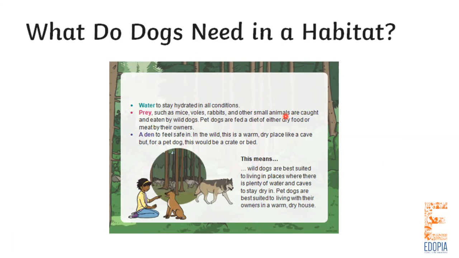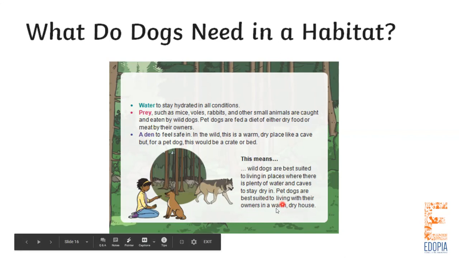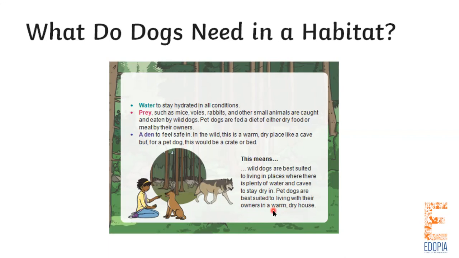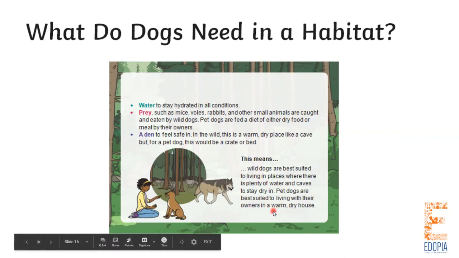So wild dogs need a den to feel safe in. In the wild, this is a warm, dry place like a cave. But for pet dogs, we need to have a small crate or a bed that they can rest in. So this means the wild dogs are best suited to live in places where there is plenty of food and caves to stay dry in. Whereas the pet dogs are best suited to live with their owners in a warm, dry, and comfortable house, or in a dog house outside in the lawn.